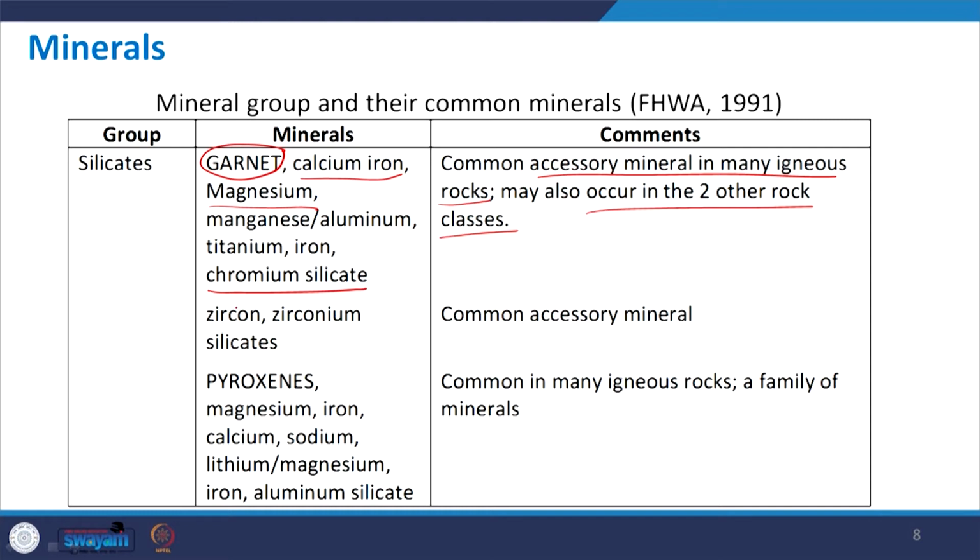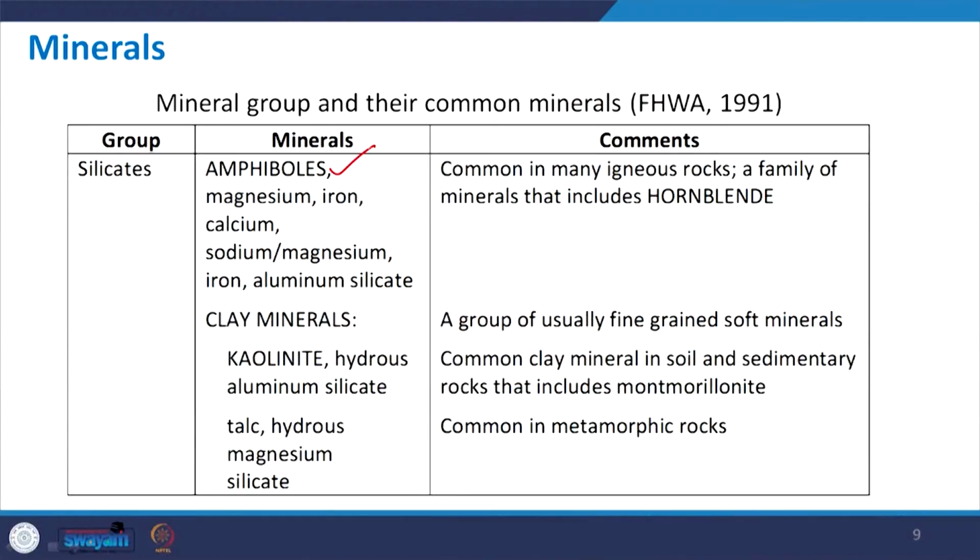The next category is zircon, zirconium silicates, which is a common accessory mineral. Then the next one is pyroxenes. This is the most common occurring mineral in this category of minerals under the group silicates. It has magnesium, iron, calcium, sodium, lithium, magnesium, iron and aluminum silicate. I have listed all of these for your ready reference. This one is pretty common in many igneous rocks, and these are a family of minerals.